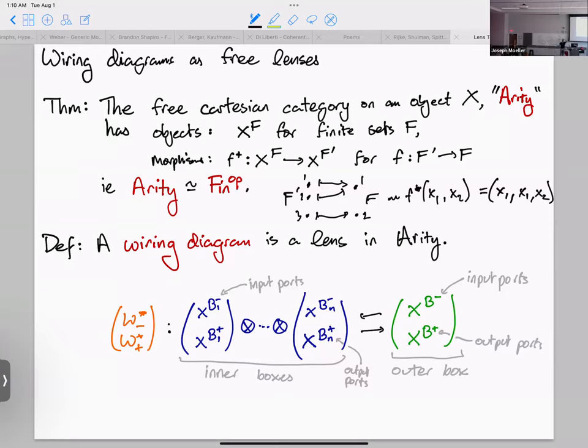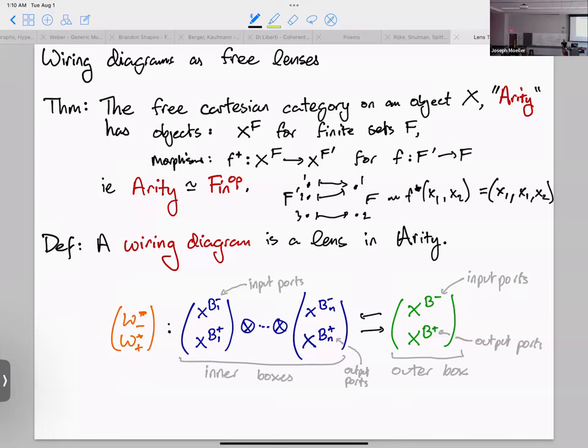The projections, by the way, are given by the inclusions from one point into two points, right? And the diagonal is given by the map from two points to one point. Okay? So what is the universal property of this category? It's that I take that formal expression on the right and I turn it into an actual expression in whatever category I'm in. Like, I turn it into an actual function that actually does that. That's the universal property. That's what makes this the free Cartesian category.